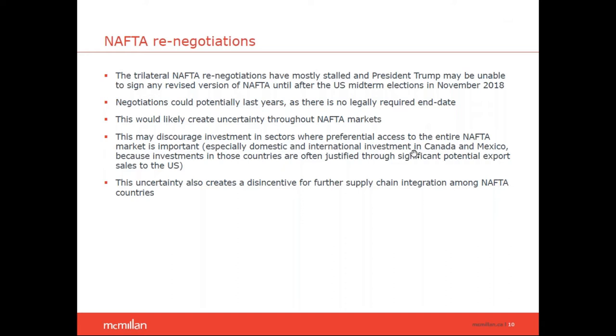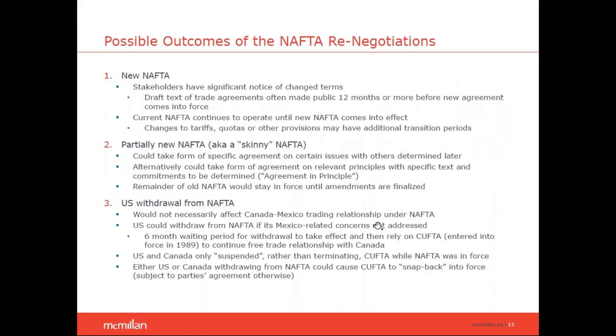I'm running a little short on time because I want to make sure there's enough time for any questions. But if we could skip to the next slide, I'm just going to quickly run through some of the possible NAFTA renegotiation scenarios. There are really three large scenarios. The first is that there could just be a wholesale new NAFTA that Mexico, Canada, and the U.S. all agree to. Hopefully, as soon as that new NAFTA was agreed to, some of these duties, like the steel and aluminum duties and the retaliatory surtax, might all go away.